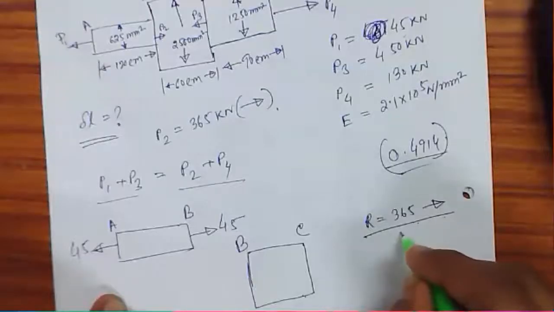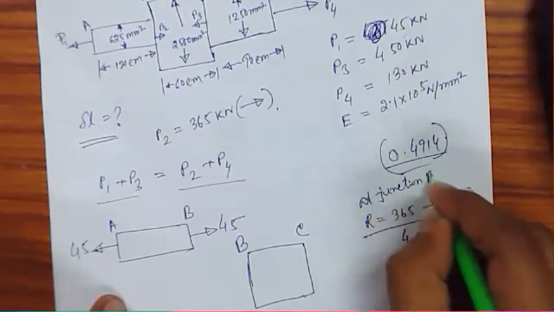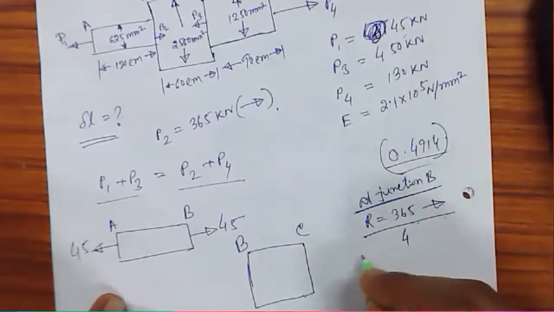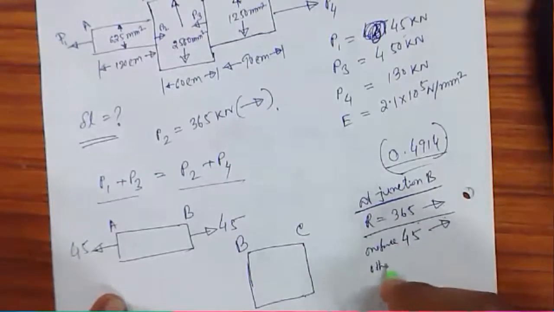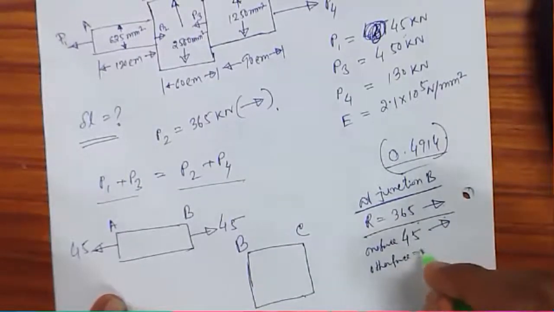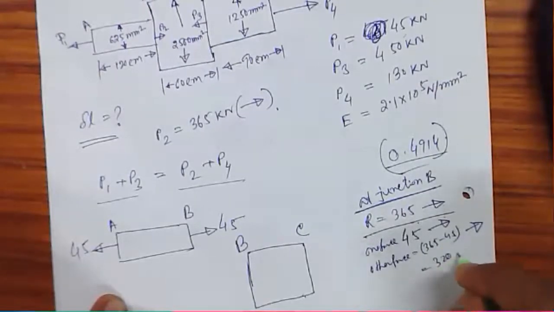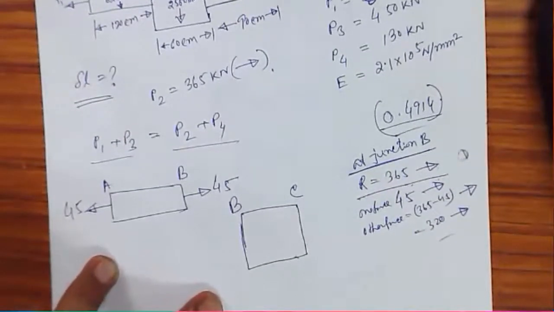So 365 minus 45. The resultant is 365, and one force is already found at junction B. The resultant at B is 365 rightward, and one force is 45 rightward, so the other force will be 365 minus 45, that is 320 rightward. Everybody understood? Anybody has any issue?